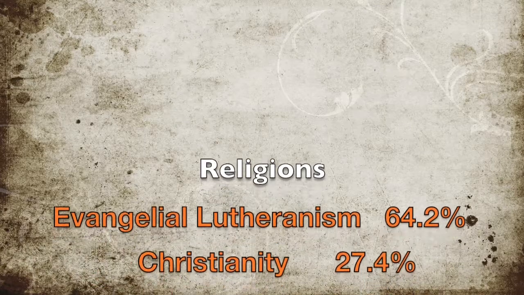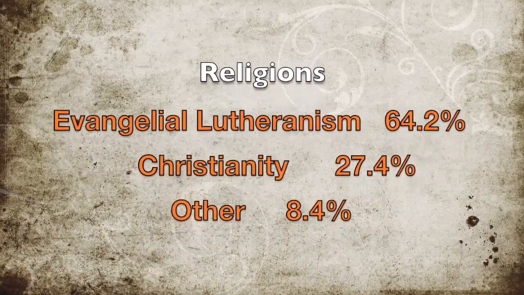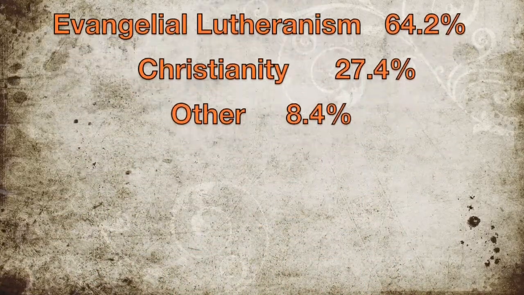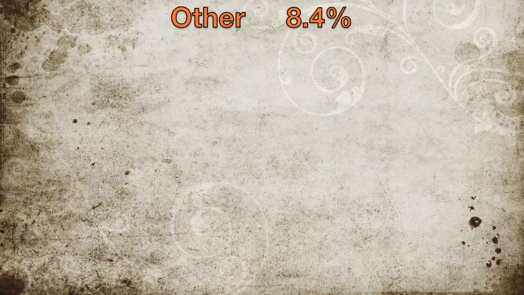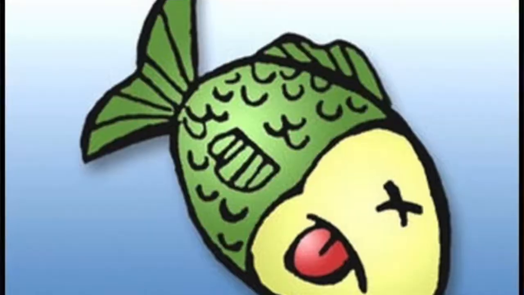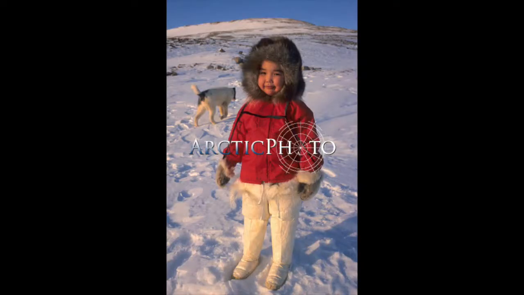So Danish is actually many Greenlanders' first language and not Greenlandic, which is very ironic. And most of Greenland, exactly 64.2%, is Evangelical Lutheran, other forms of Christianity are 27.4%, and other religions include 8.4%. Greenlanders eat a lot of fish, canned beans, and vegetables, and they also wear fur clothes to keep heat in.